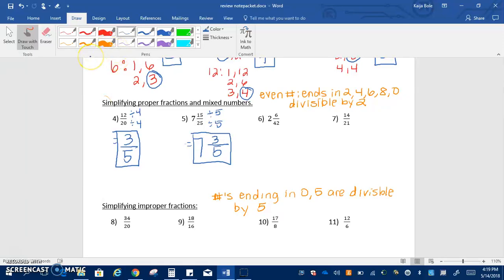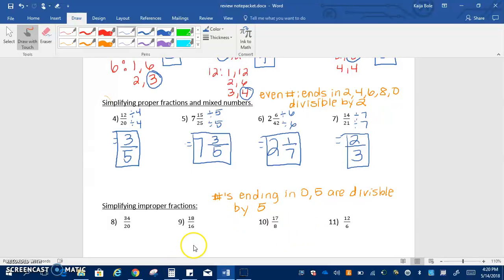Here I have 2 and 6/42nds. 42 is divisible by 6, so we can divide both of these by 6. So we end up with 2 and 1/7. Then for the last one here, 14/21sts. Let's see, what multiplies to make 14? We've got 1, 2, 7, and 14. And 7 goes into both of those numbers, so we can divide them both by 7. 14 divided by 7 is 2. And 21 divided by 7 is 3, so we would have 2/3.